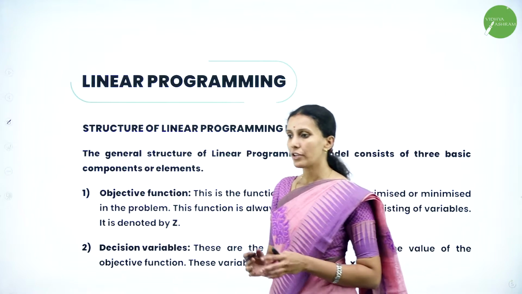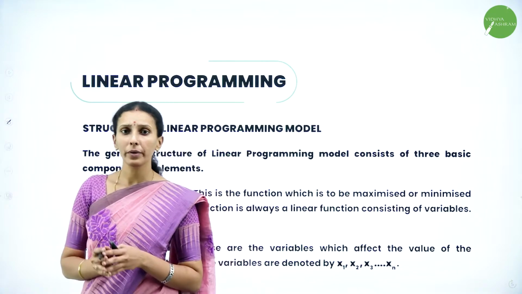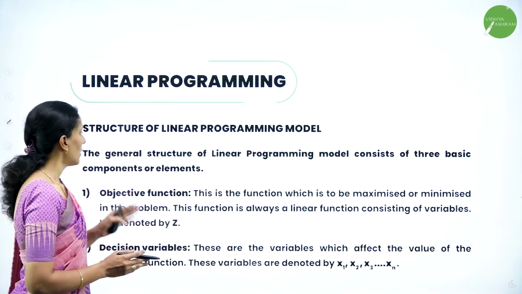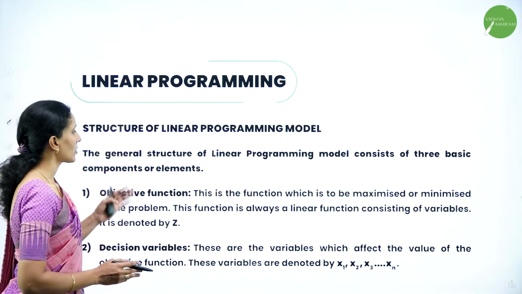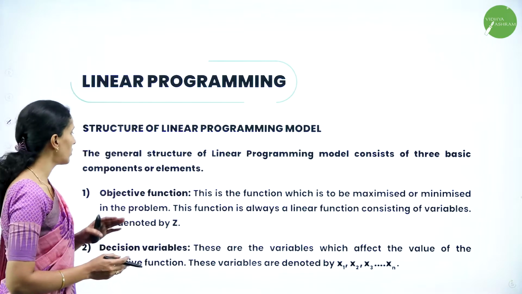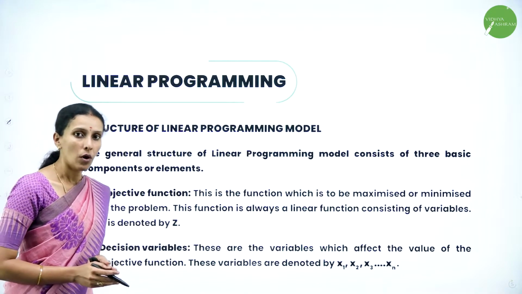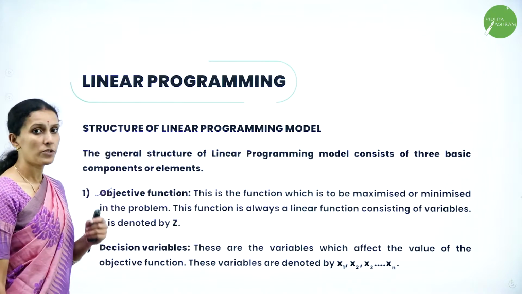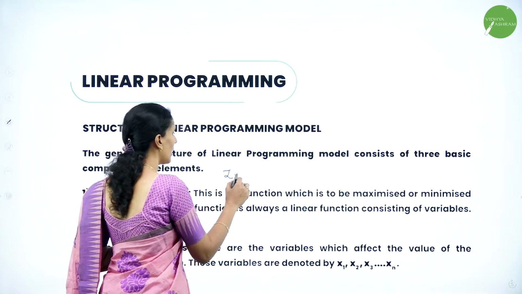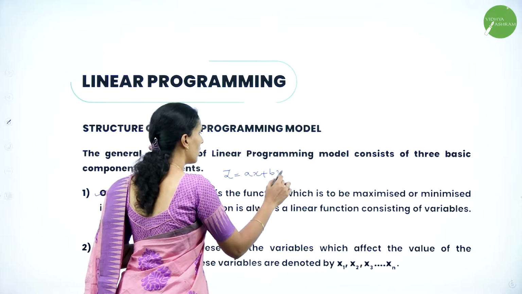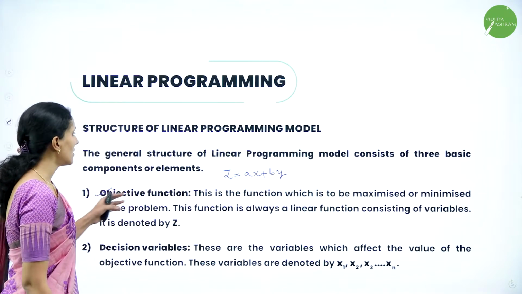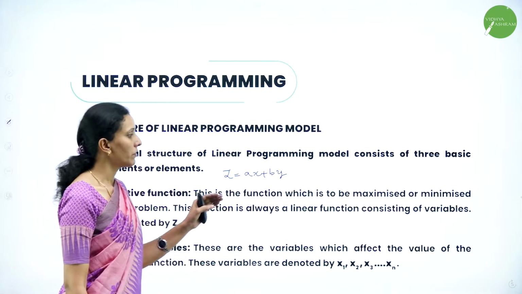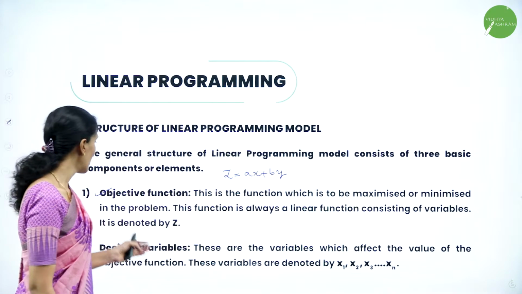Next, we come to the structure of a linear programming problem. So what do we mean by structure? What are the terms we have in a linear programming problem? The very first one: the general structure of a linear programming model consists of three basic components or elements. What are the three basic components? First one is the objective function. The objective function is simply in the form of ax plus by, which we have already formulated. So z is called the objective function. This is the function which is to be maximized or minimized in the problem.